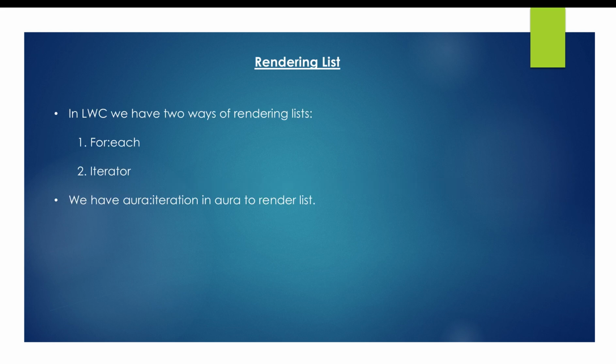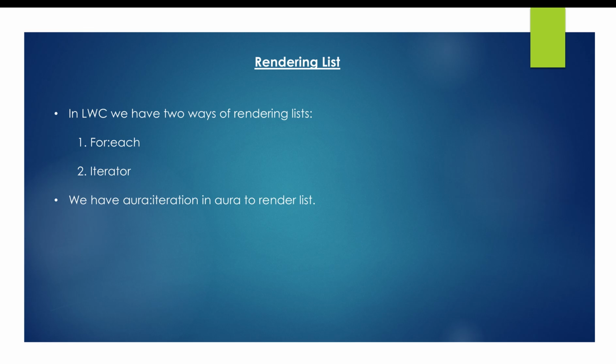Let's move ahead and see the next topic, which is rendering lists. How can we render a list? So there are two ways of rendering a list in LWC. First is for:each and the second is iterator. Mostly both are the same, the only difference is that iterator gives you the attributes first and last. So this attribute is only present with the iterator.